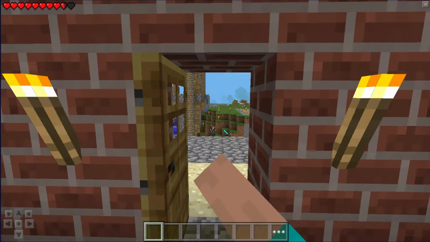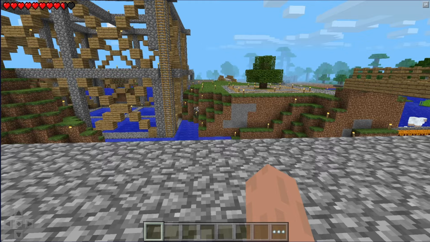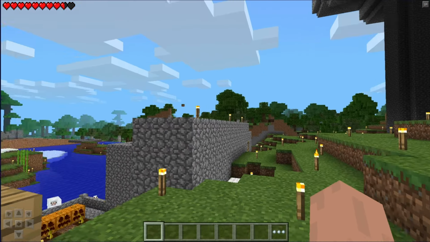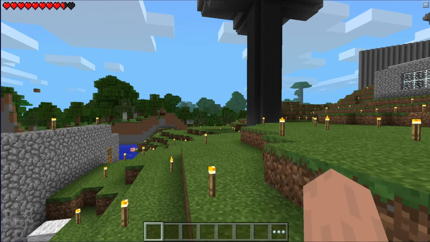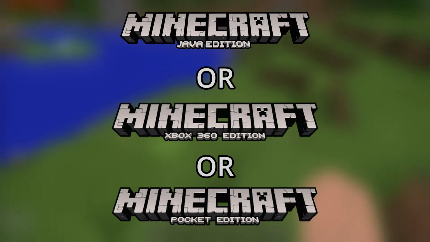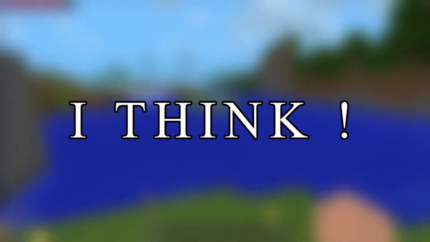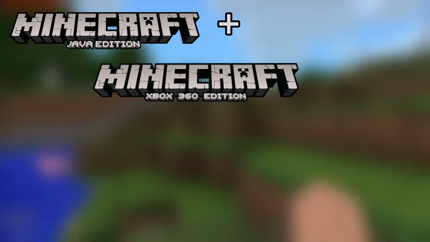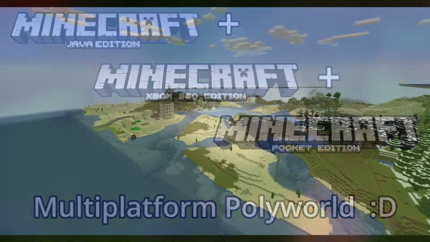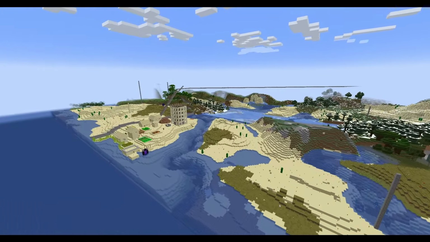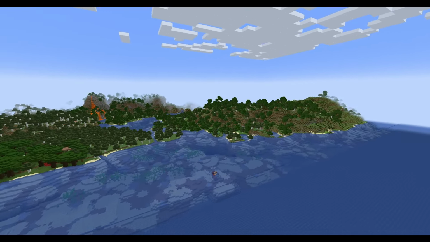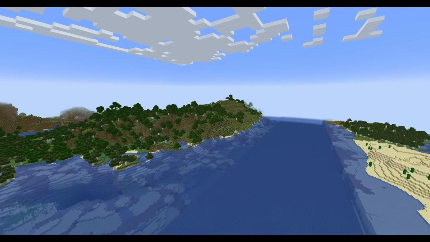Pocket Edition is another example. Its original terrain generator was a stark contrast to the terrain that surrounded it, when taking a limited-sized world of 0.8 or earlier into an infinite world of 0.9 and later. But does that mean Polyworlds are confined to one platform? I think not. I believe that taking the terrain of one world and bringing it into another creates a multi-platform Polyworld. For example, on my Minecraft Legacy world, I imported my entire Minecraft Across the 360 world, bringing both Java and Xbox 360 terrain together.